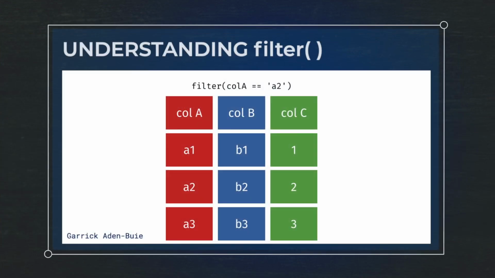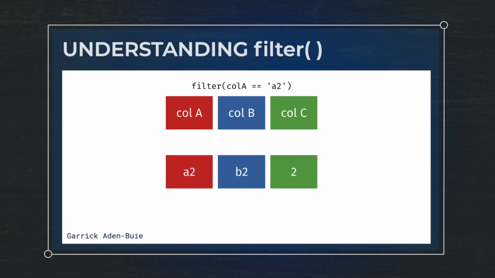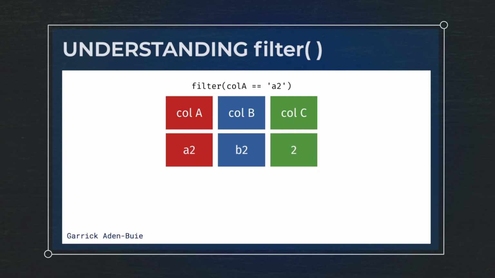To understand how this function works, let's take a look at this simple animation. We begin with a dataset with 3 columns and 3 rows. Say we're only interested in keeping the row that contains the value A2 in the col A column. To do this, we simply type filter, and within the parentheses we enter colA == A2. We see that the other 2 rows are discarded in this process. This is an example of the filter function being applied to categorical data.